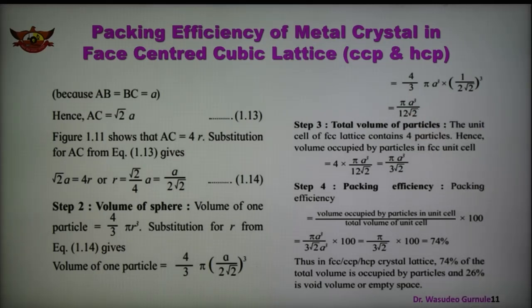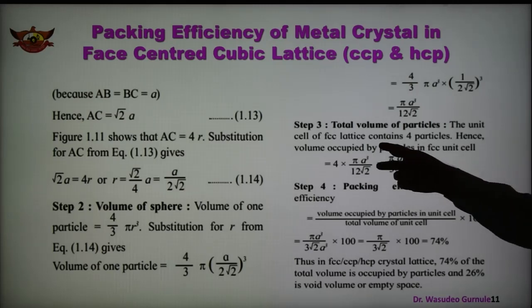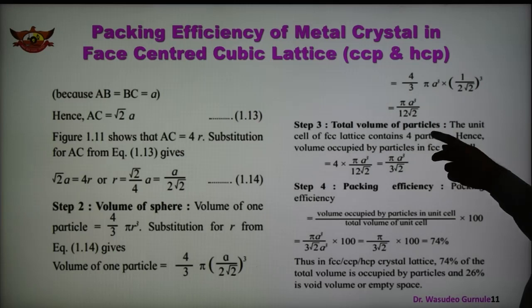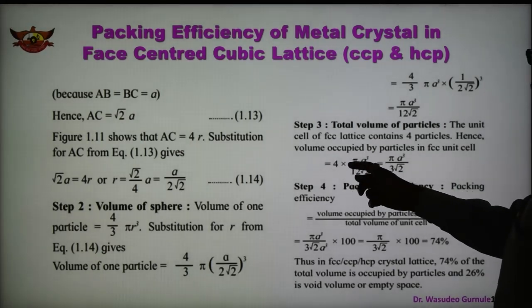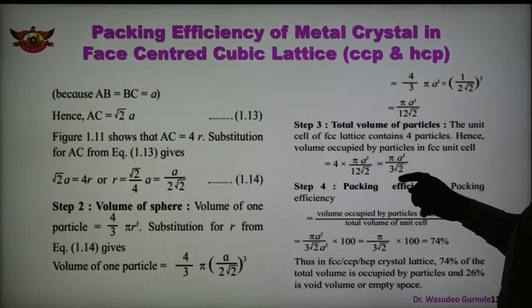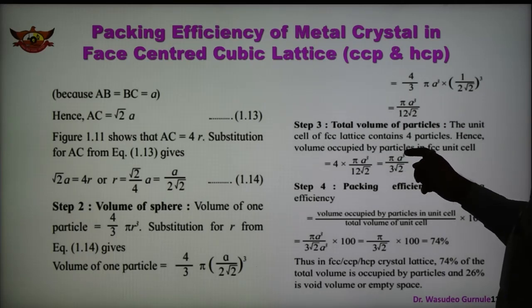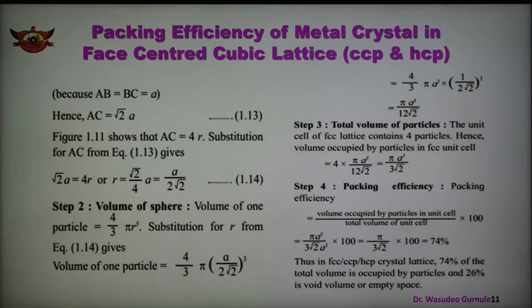And third step is to know the total volume of the particles. The unit cell of this FCC lattice contains 4 particles. And as we know, simple cubic contains 1, body center contains 2 particles. So total volume in case of face center cubic lattice, unit cell contains 4 particles. Therefore we have to multiply 4 into this, and we obtain pi A cube upon 3 root 2. And last step is to know the packing efficiency of the particle.